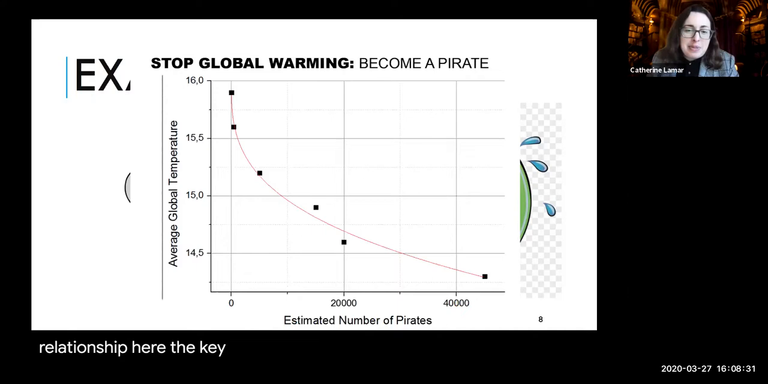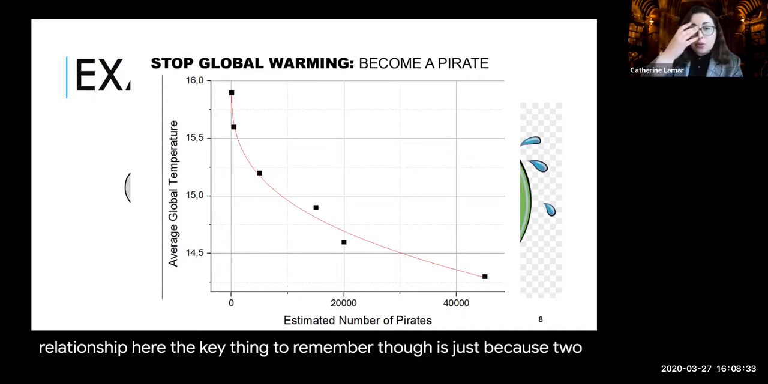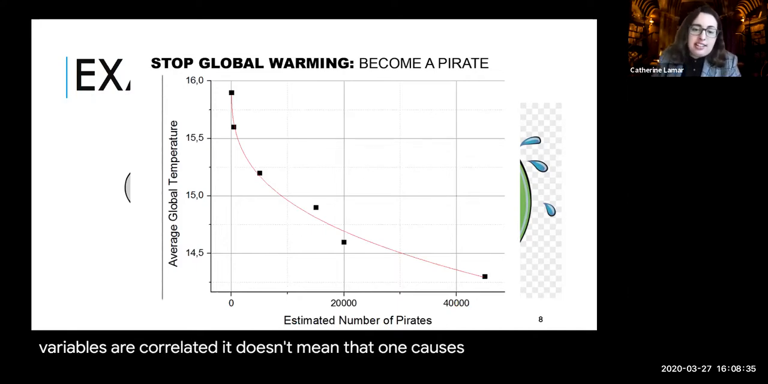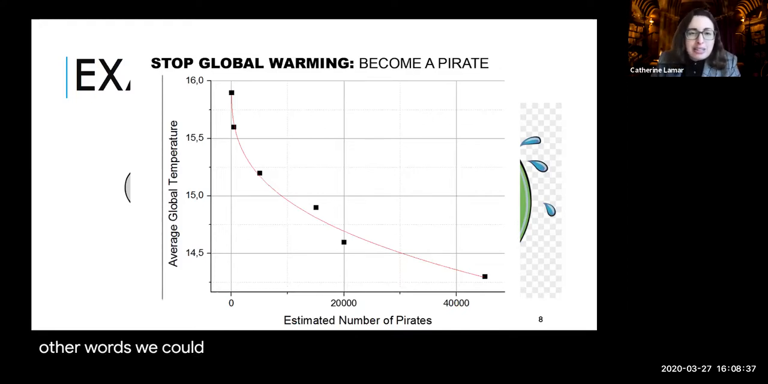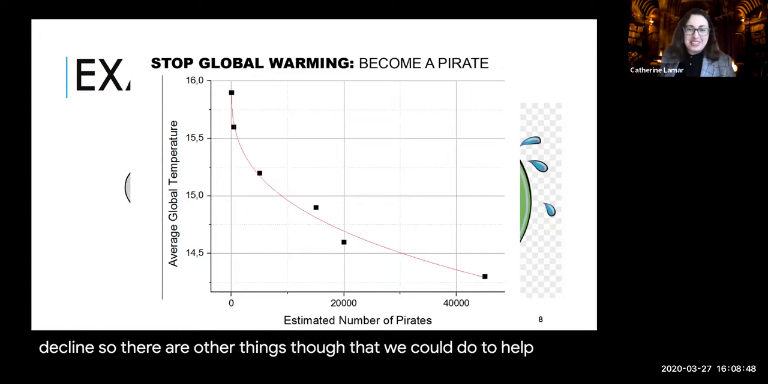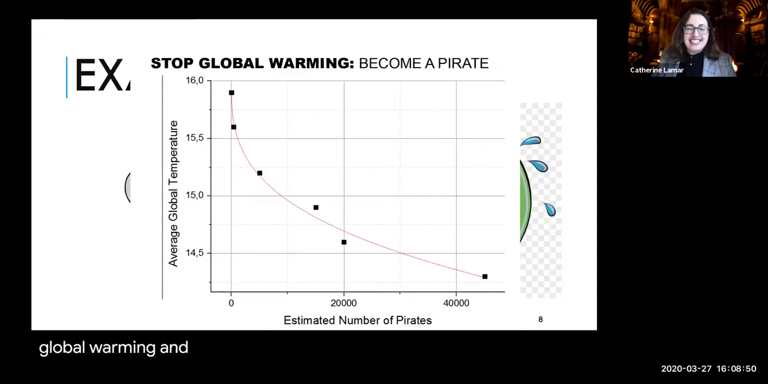The key thing to remember though is just because two variables are correlated, it doesn't mean that one causes the other. In other words, we could all go out and be pirates, but it doesn't mean we'll save the earth, or it doesn't mean that the global temperature will start to decline. There are other things though that we could do to help with global warming. And again, this is just kind of an interesting correlation that we can see overall.